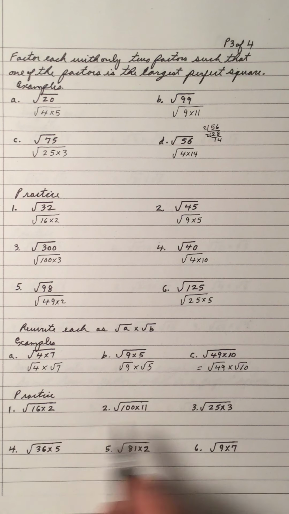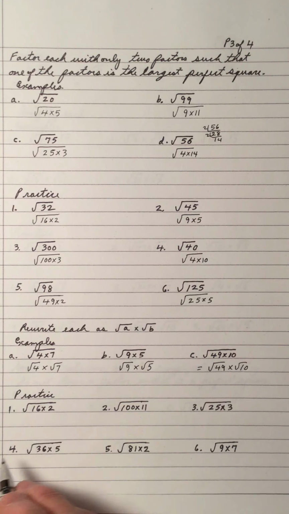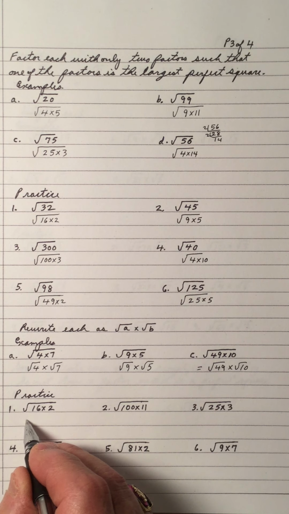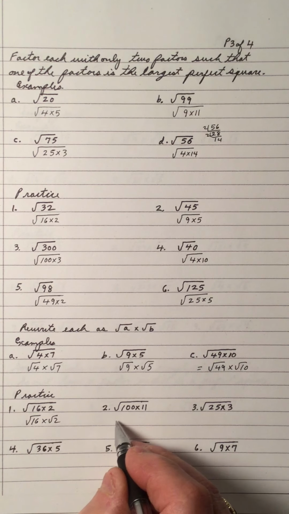And practice means pause the video and work these out to see if you're going to get the right answer. Press play when you're ready. So that's the square root of 16 times the square root of 2.